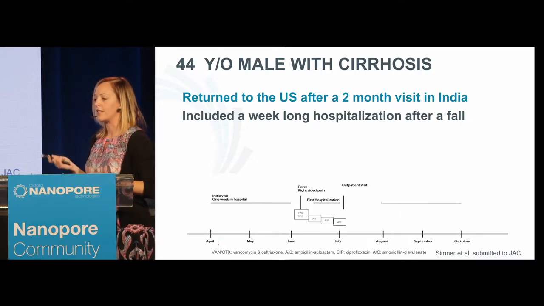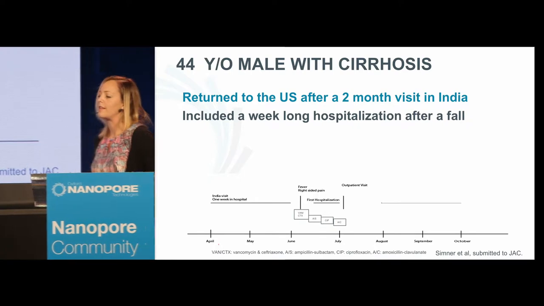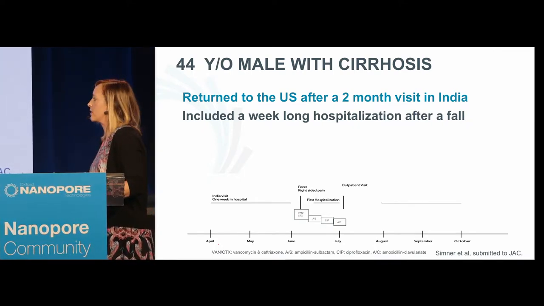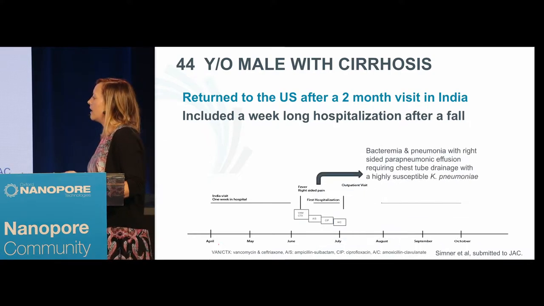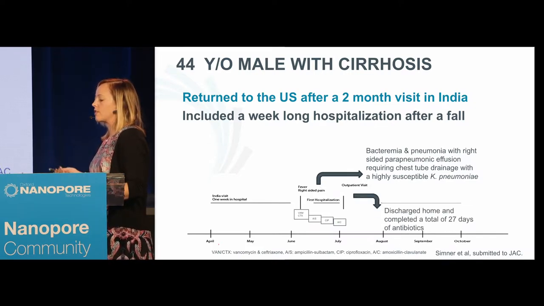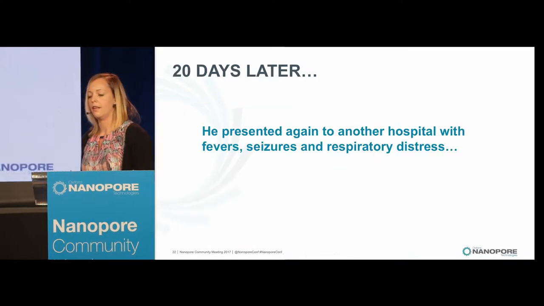This is the first case of a 44-year-old male with cirrhosis who returned to the U.S. after a two-month visit in India, which included a week-long hospitalization after a fall. He presented to the first hospital with bacteremia and pneumonia, with right-sided pneumonic effusion requiring chest tube drainage, with a highly susceptible Klebsiella pneumoniae. So it was very susceptible to all the agents we were testing. He was discharged home and completed a total of 27 days of antibiotics.